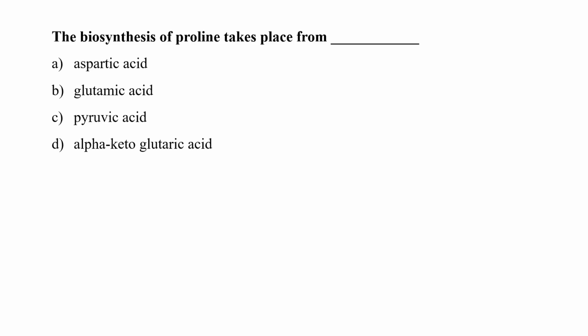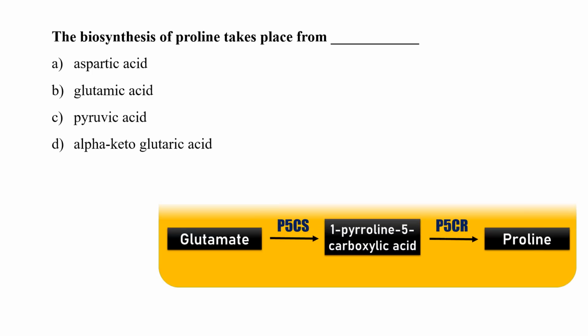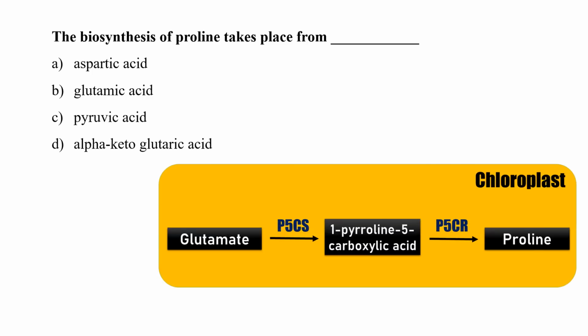The biosynthesis of proline takes place from which amino acid? तो एक्चुअली अगर हम ध्यान से देखें तो ग्लूटामेट से प्रोलिन की सिंथेसिस स्टार्ट होती है। ग्लूटामेट इज फर्स्ट कन्वर्टेड इनटू पायरोलिन कार्बोक्सिलिक एसिड, जिसे हम P5C भी बोलते हैं। और ये जो रिएक्शन है, ये कैटलाइज करी जाती है दो एंजाइम के थ्रू। P5CS जो है वो ग्लूटामेट को कन्वर्ट करता है पायरोलिन 5 कार्बोक्सिलिक एसिड में, which is again being converted into proline by P5CR in the chloroplast or cytosol. So hence the answer would be glutamic acid.